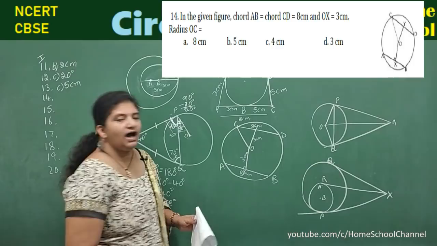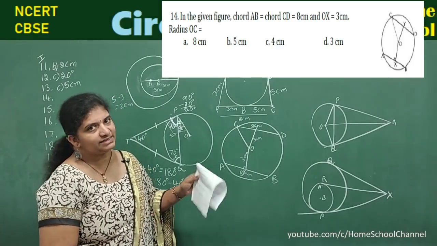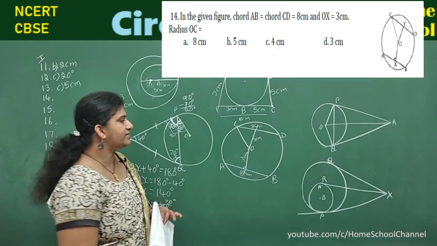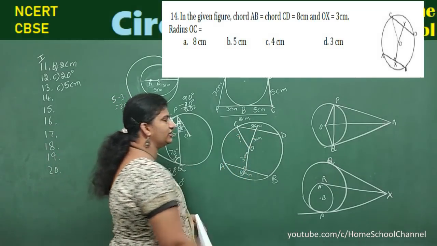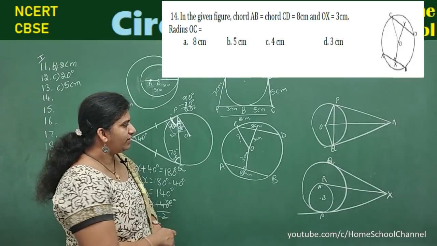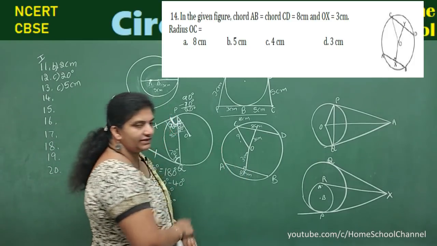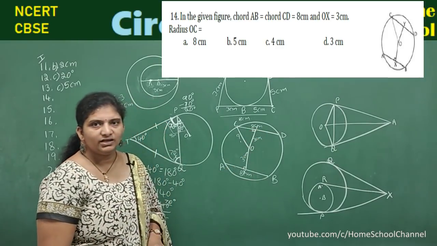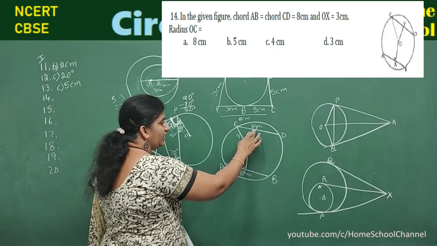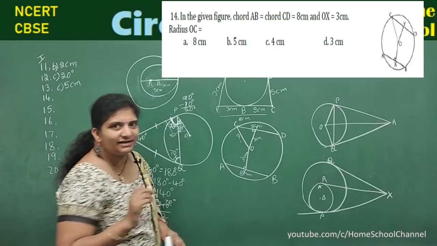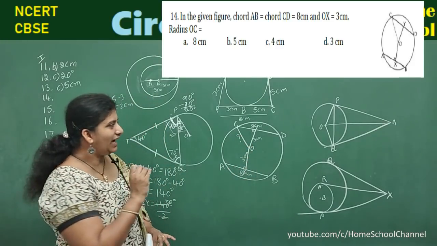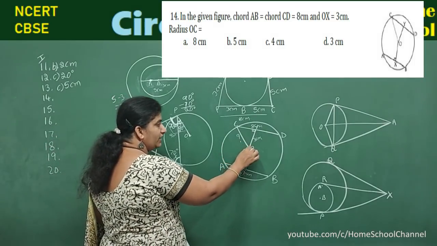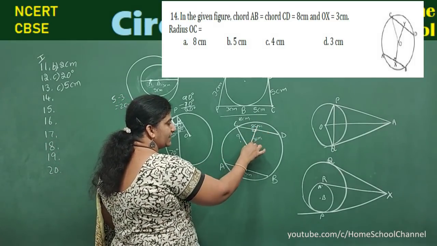Equal chords are equidistant from the center. Radius OC. What is radius OC is your question. See carefully, here perpendicular is set. Then I can say this is also perpendicular, right? Yes. If this is perpendicular, I can see a right triangle. Right angled triangle. Okay. So, from the center, the chord is bisected.